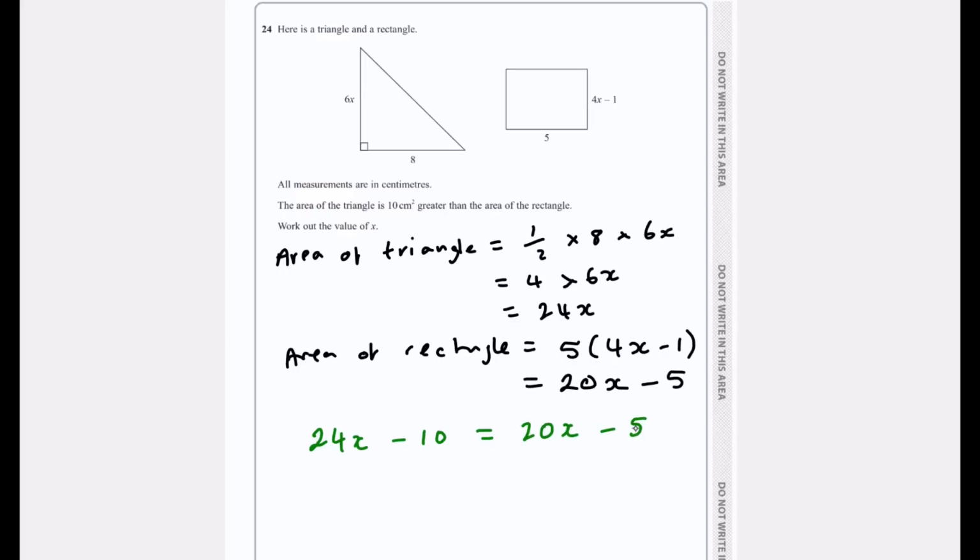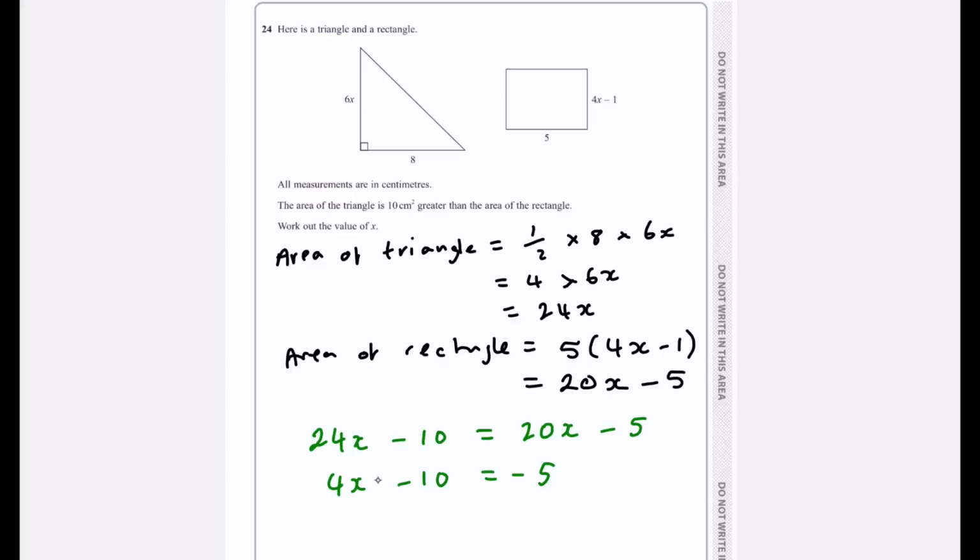So now we've got an equation we can solve. When we've got an x on both sides, we want to get rid of the smallest x first. So take away 20x from both sides. So 4x minus 10 is equal to negative 5. Then plus 10 to both sides.